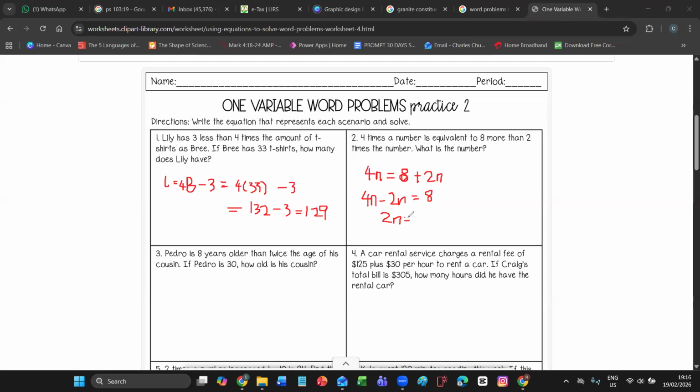We'll now divide both sides by 2 to have it that n equals 4, because that's the only way you get rid of that 2 in front of n. So 2 in itself is 1, and 2 in 8 is 4. So we have that n equals 4.